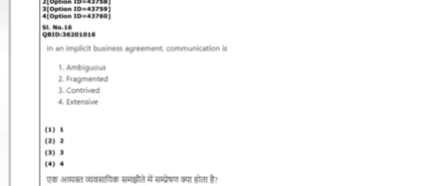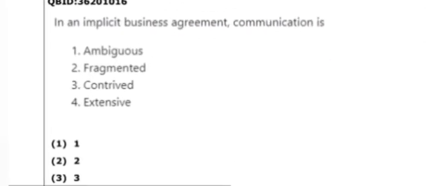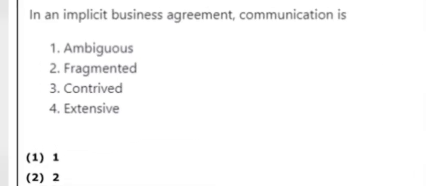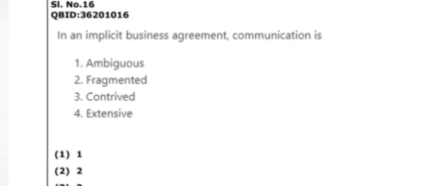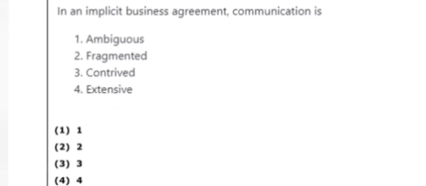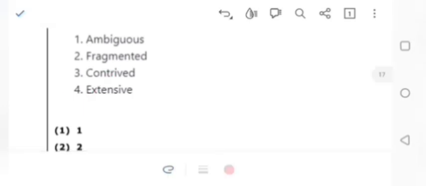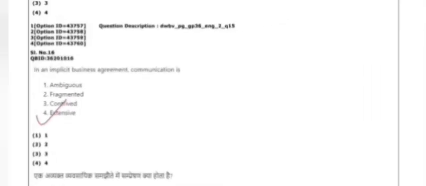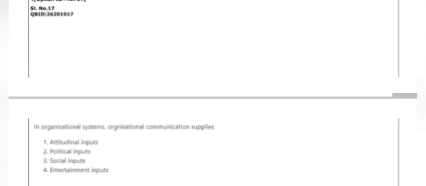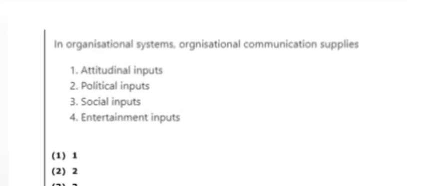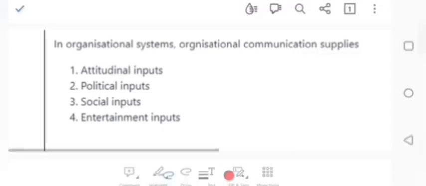Number 16. In an implicit business agreement, communication is what? Ambiguous, fragmented, contrived, extensive. It will be extensive. Next is number 17. It says in organizational systems, organizational communication supplies what? Attitudinal inputs, political inputs, social inputs, entertainment inputs. Okay, it will be social inputs.